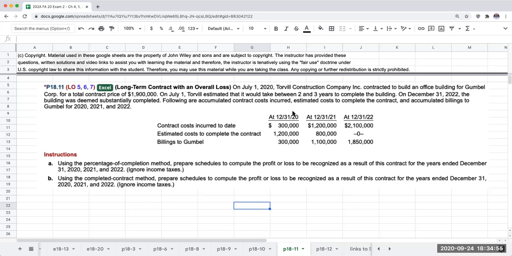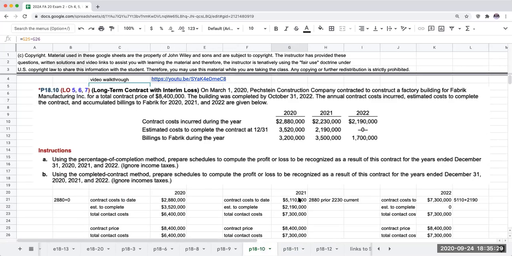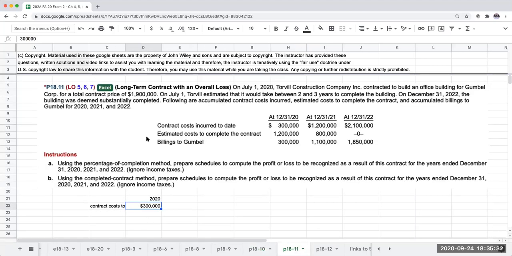The following are accumulated contract costs incurred, estimated cost to complete the contract, and then accumulated billings to date. So we're going to kind of ignore the billings to Gumbel. We're not really as concerned about that as we are with revenue recognition. So the first thing we're going to do here for 2020 is that the contract cost to date is $300,000. And if you'll notice here in this problem, it's worded differently than this. This was during the year, so we had to actually add these in to get the cost to date. Here, we don't have to do that. So we've got here contract costs, basically, to date is $300,000.